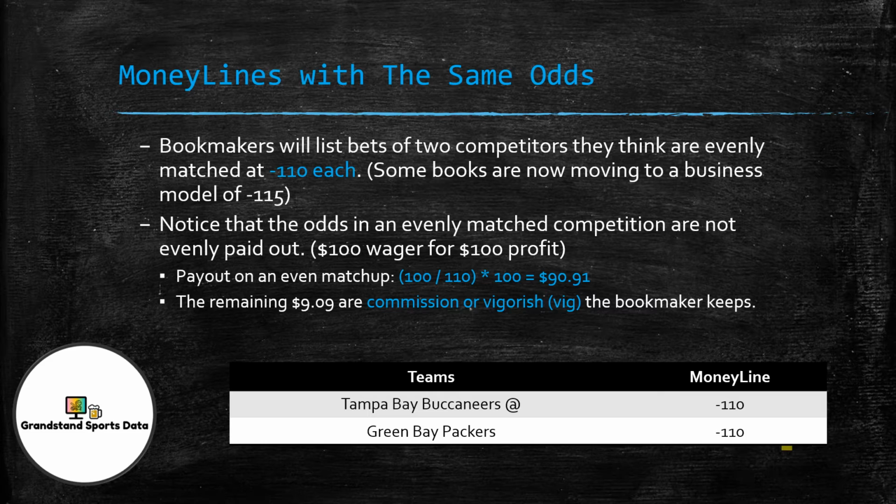The payout on an even matchup would be $100 to win $90.91. That remaining $9.09 is the commission, or the vigorish, that the bookmaker keeps. So remember, you are giving the bookmaker a vigorish or a commission on losing bets and winning bets, no matter what side you're on.